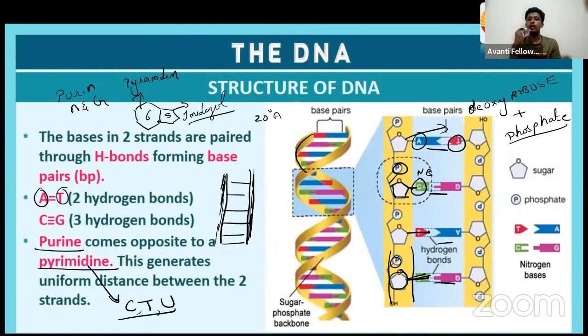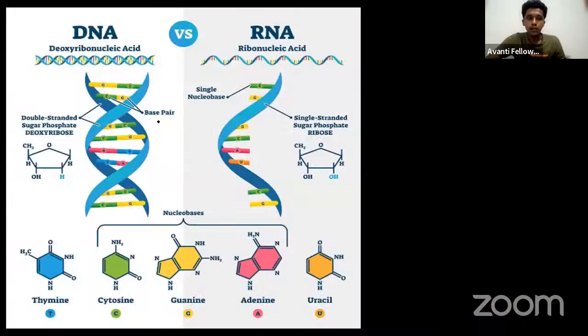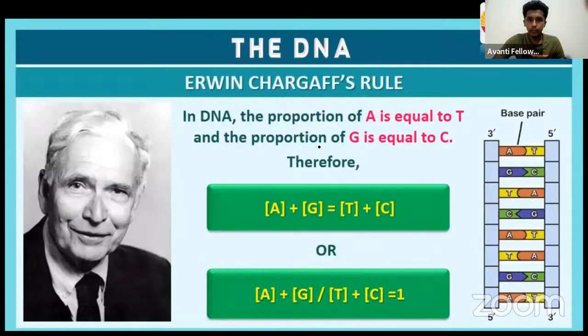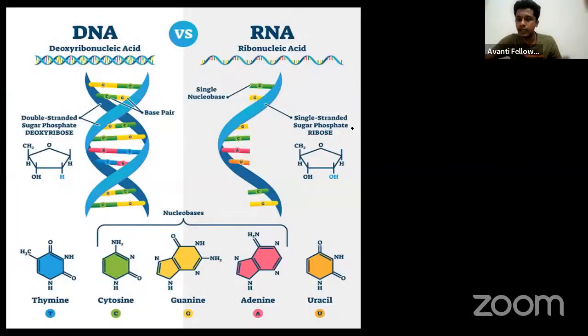When they were proposing the structure of DNA, they also talked about the anti-parallel nature of DNA. So what is the anti-parallel nature of DNA? I'll try to explain it here. When you see the DNA structure, the DNA has two strands.